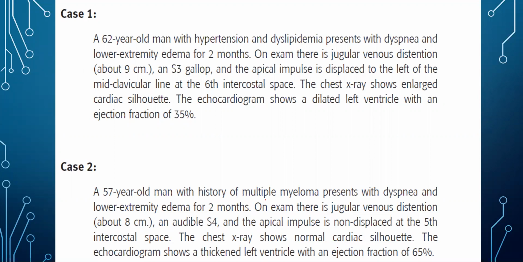So case one, if you see a 62-year-old man with hypertension and dyslipidemia presents with dyspnea and lower extremity edema for 2 months. On exam, there is jugular venous distension, S3 gallop, and the apical impulse is displaced to the left of the mid-clavicular line. The chest X-ray shows enlarged cardiac silhouette. The echocardiogram shows a dilated left ventricle with an ejection fraction of 35%.